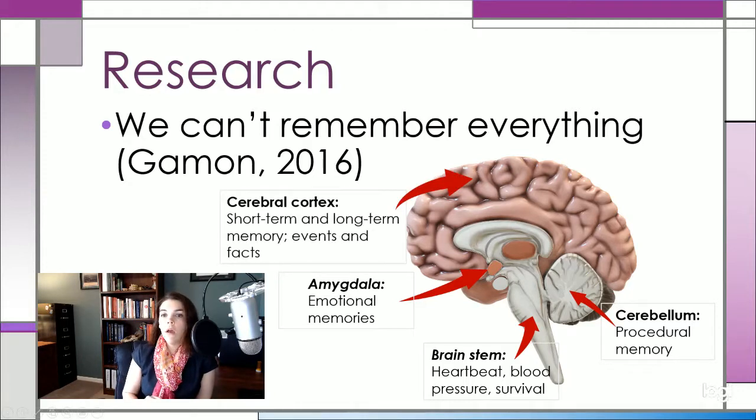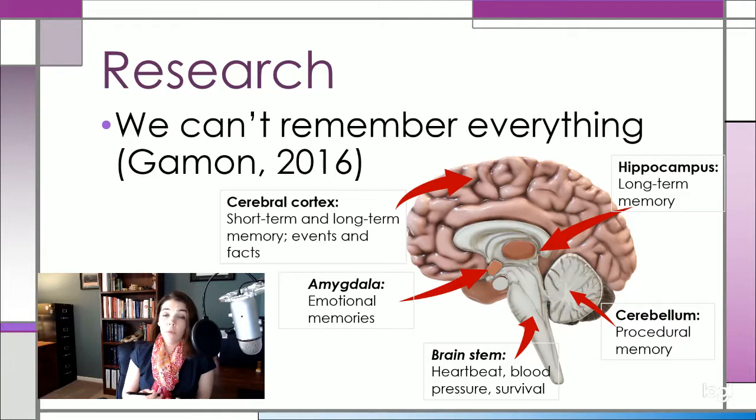So moving on, the top part of the brain, we have the cerebral cortex. And this is where our short-term and our long-term memories are processed, events that we experience and facts that we learn. And finally, we have the hippocampus, which is responsible for long-term memory. Now, a lot of these things, especially with the cerebral cortex and the hippocampus, researchers are still finding out their exact roles that they play.